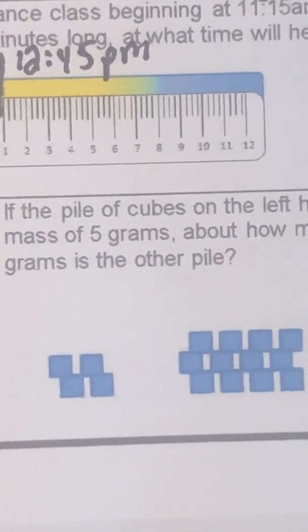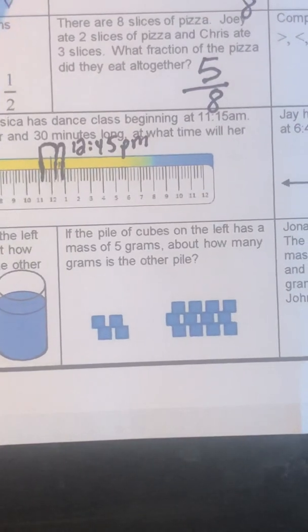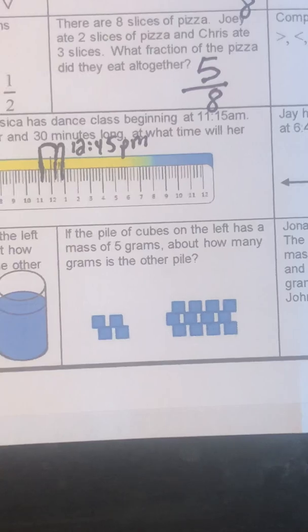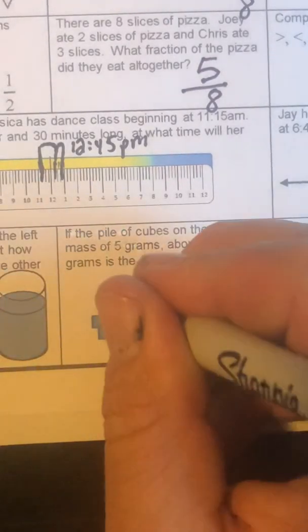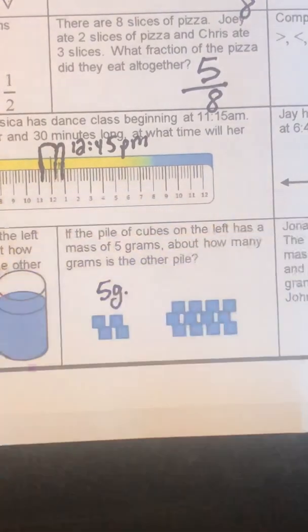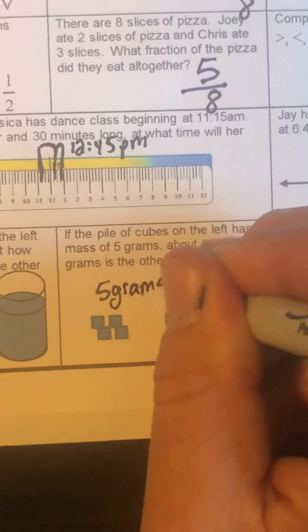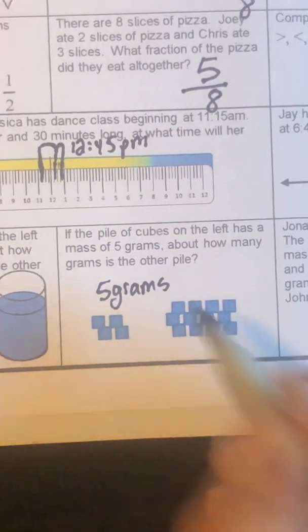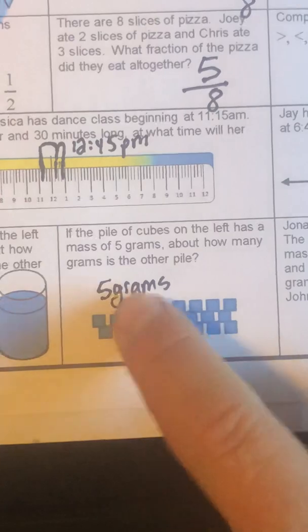If the pile of cubes, let's see here, let me zoom out. If the pile of cubes on the left has a mass of 5 grams, whoa. Okay, I'm only seeing 4 squares here, but they're saying this is 5 grams. So look, they were almost trying to trick you, I think, a little bit. There's only 4 cubes, but it weighs 5 grams. Okay, about how many grams is the other pile? Well, we know 4 cubes is 5 grams.